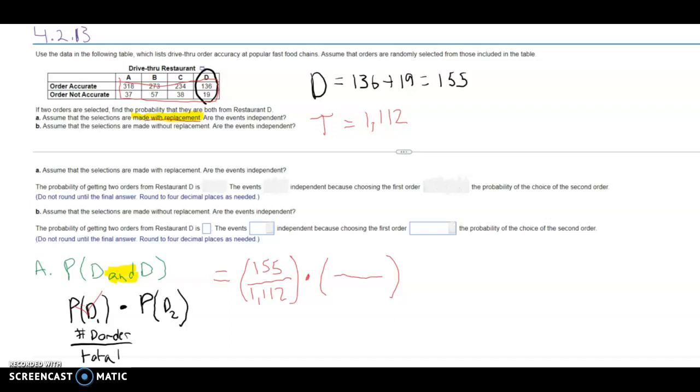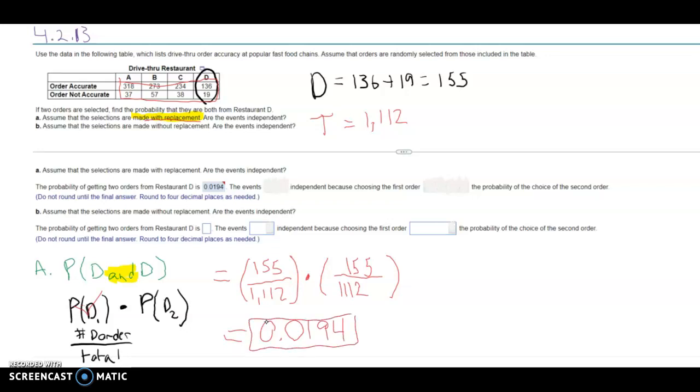I'm going to multiply that by the probability that the second order is also from restaurant D with replacement. So that means that that first order that I took out, I'm going to put it right back in my bag, shake up the bag again, and draw again. So that means there are still 155 orders from restaurant D in my pool out of 1,112. So I'm going to multiply 155 over 1,112 by itself. And you can do that in your calculator. And I get 0.0194.